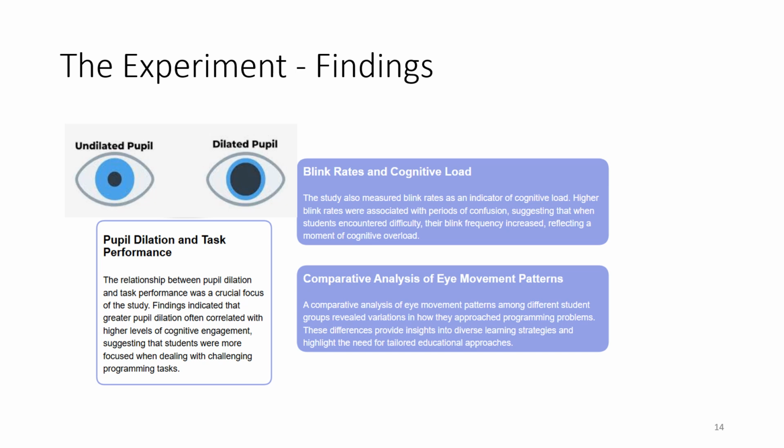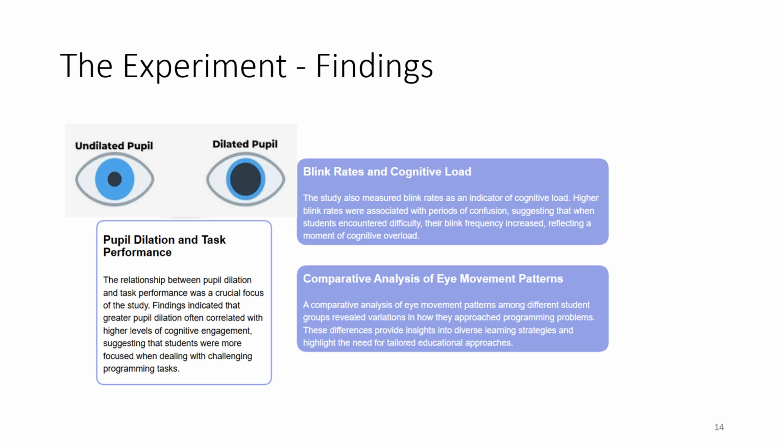In the case of blinking rates and cognitive load, the study also measured blinking rates as an indicator of cognitive load. Higher blinking rates were associated with periods of confusion, suggesting that when students encountered difficulty, their blink frequency increased, reflecting a moment of cognitive overload.